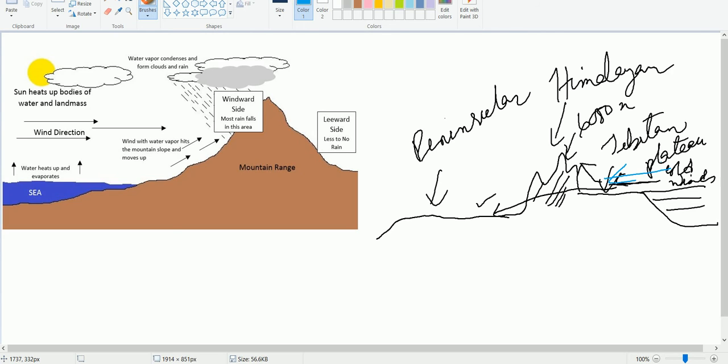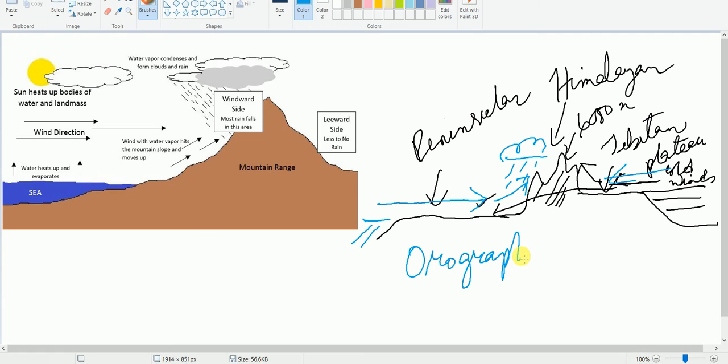And one more point we have discussed earlier is that, see here, from the Indian Ocean, here we have the Indian Ocean. From the Indian Ocean, rain-bearing wind is blowing towards India. It is forced to rise up the slope of the Himalayan mountain. Clouds are formed, and here we have rainfall. And such type of rainfall is known as what? Orographic rainfall.